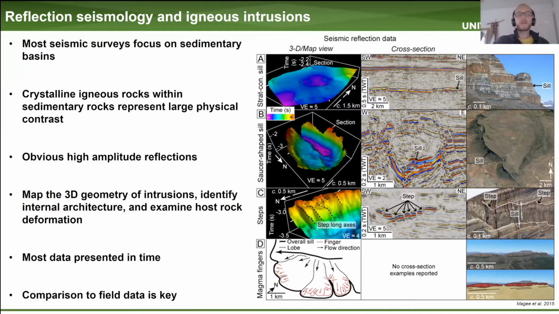There are a few little things to note here. So one is that most of the data that I'll show you will be presented in time. So that's the time it takes the acoustic energy to travel down from the surface and back up. If you know things about the seismic velocities of the rocks, you can depth convert that, but we're often lacking that information. So that does mean that the vertical scale here is a bit distorted compared to what the intrusions would actually look like. So just bear that in mind.